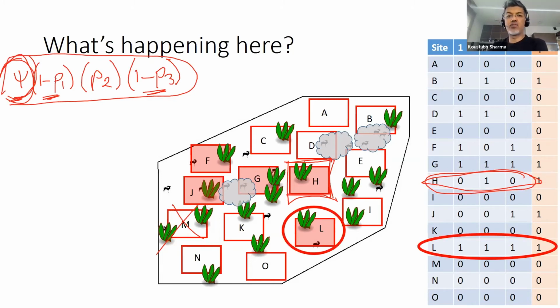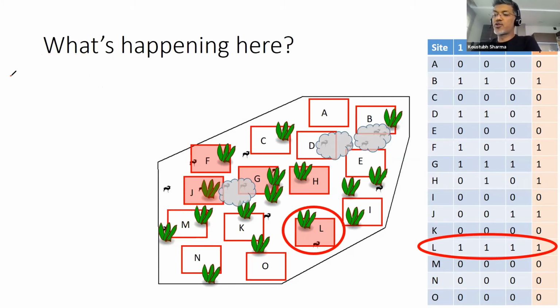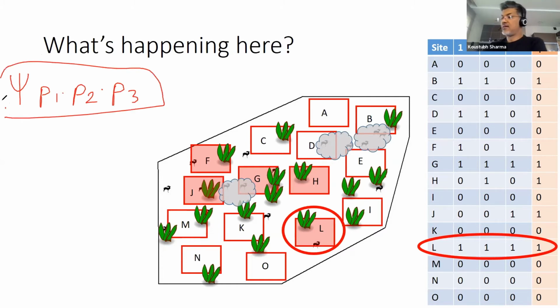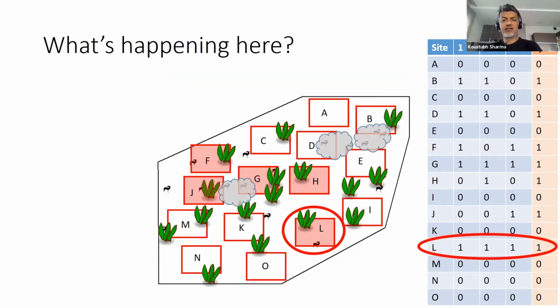In case of L, now what is happening in this case? In this case, I know for sure the species is using the sampling unit with a certain probability, and I'm detecting it on the first occasion, and I'm detecting it on the second occasion, and I'm detecting it on the third occasion as well. Now, this is the likelihood of this particular scenario being true. Now, this is the third scenario.